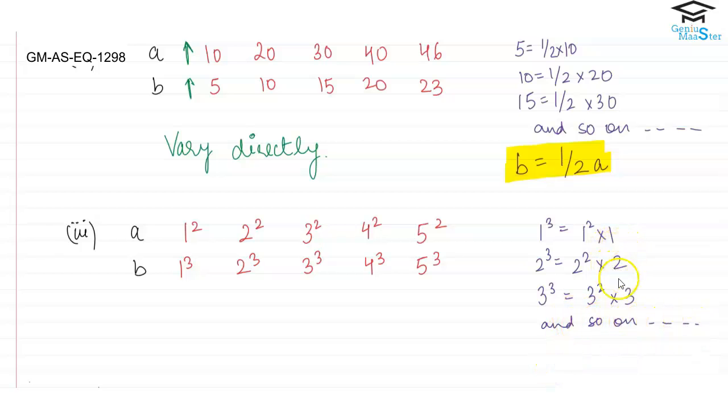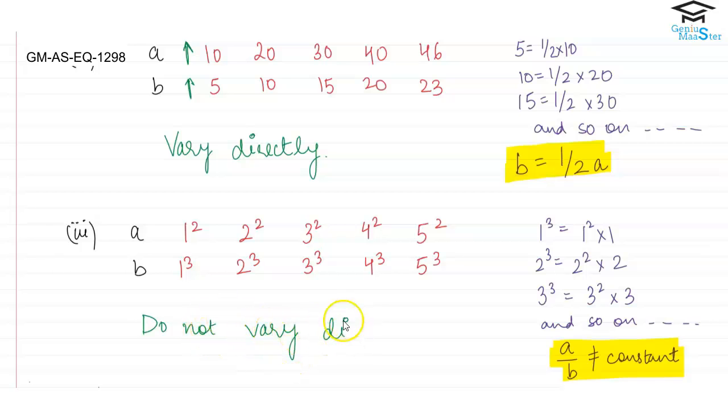The constant of variation is not equal here. Here we have multiplied 1, here we have multiplied 2, and here we have multiplied 3. A upon B is not equal to any constant. So if A upon B is not equal to any constant, then we can say that A and B do not vary directly.